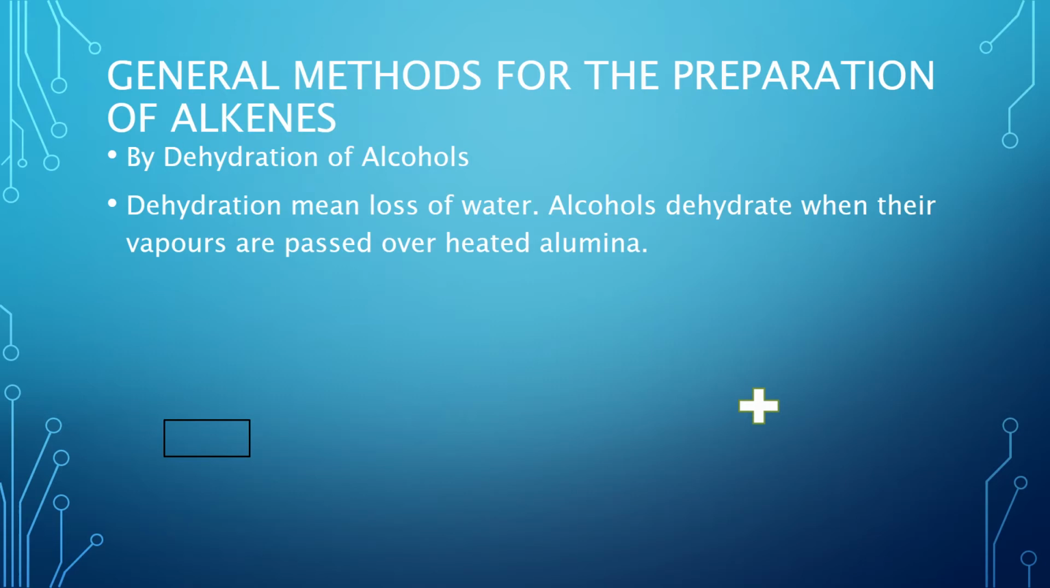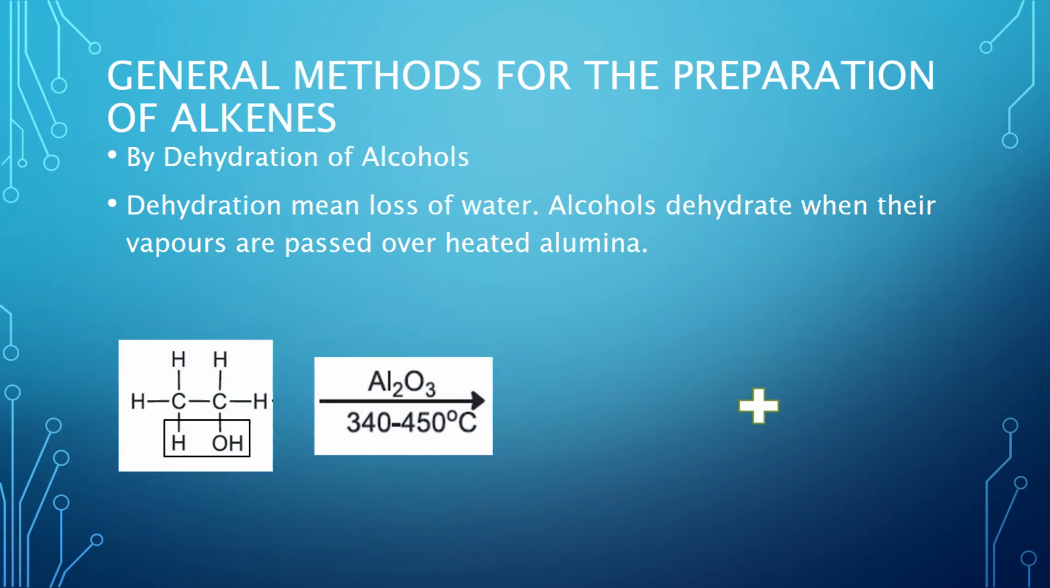When vapors of the alcohol are passed over heated alumina, they will be transformed into alkenes by removal of one water molecule. Here you can see the molecule of the alcohol. It is ethyl alcohol or ethanol. And when this ethanol is heated in the presence of aluminium oxide, Al2O3, at a high temperature from 340 to 450 degrees centigrade, this alumina will dehydrate the alcohol. It will remove the water molecule from the alcohol.